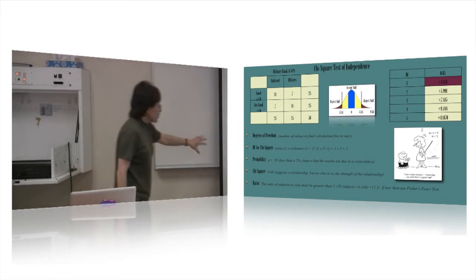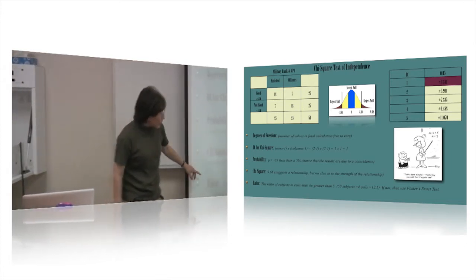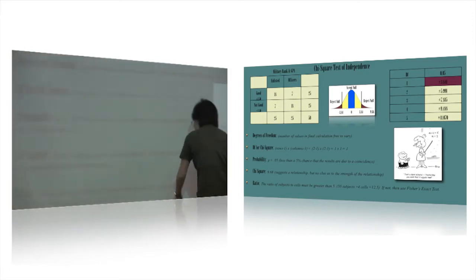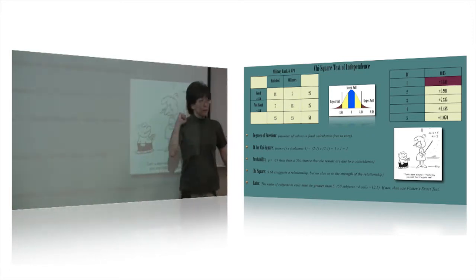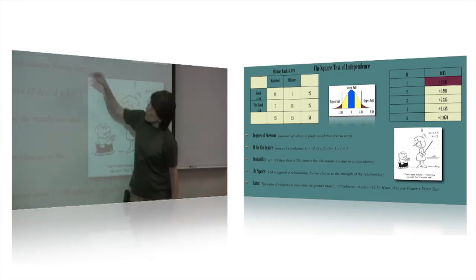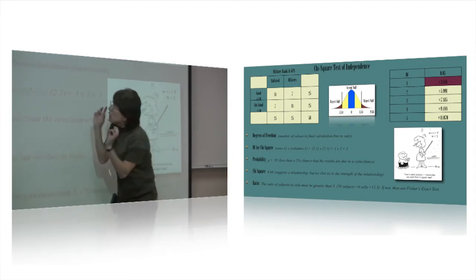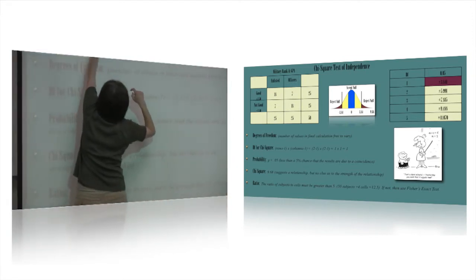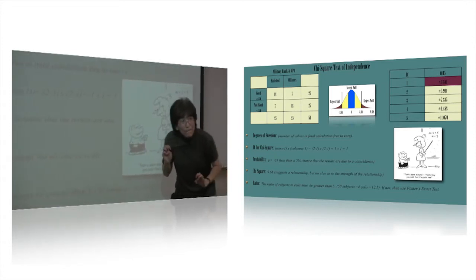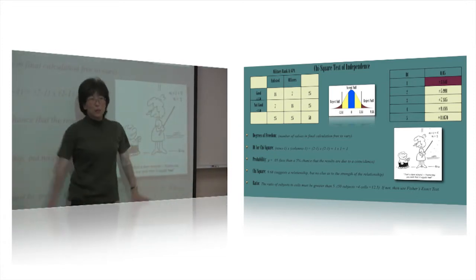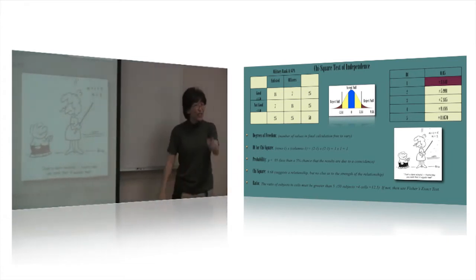Alright. So now I can use chi-square if the ratio of subjects to cells is greater than 5. How many subjects do I have altogether? 50 people, right? How many cells do I have? 1, 2, 3, 4. Four cells. 50 divided by 4 is what? 12.5. Yes, 12.5.